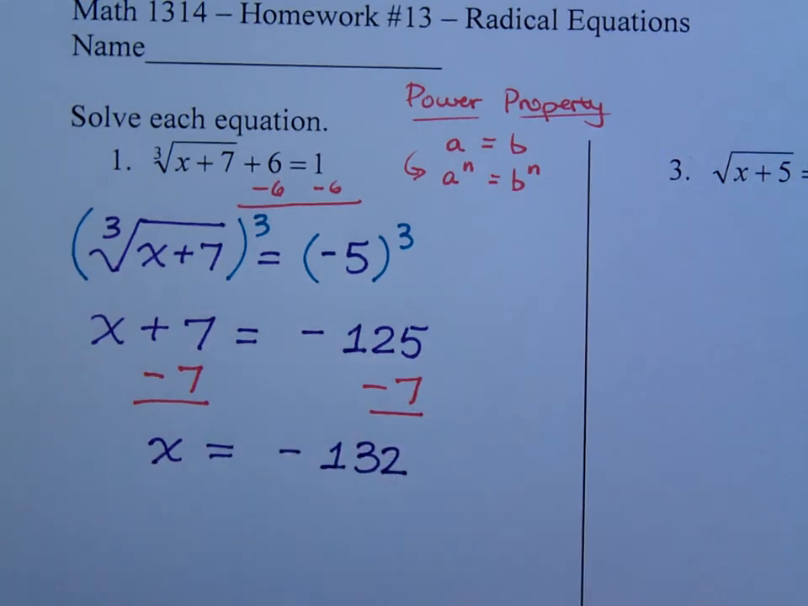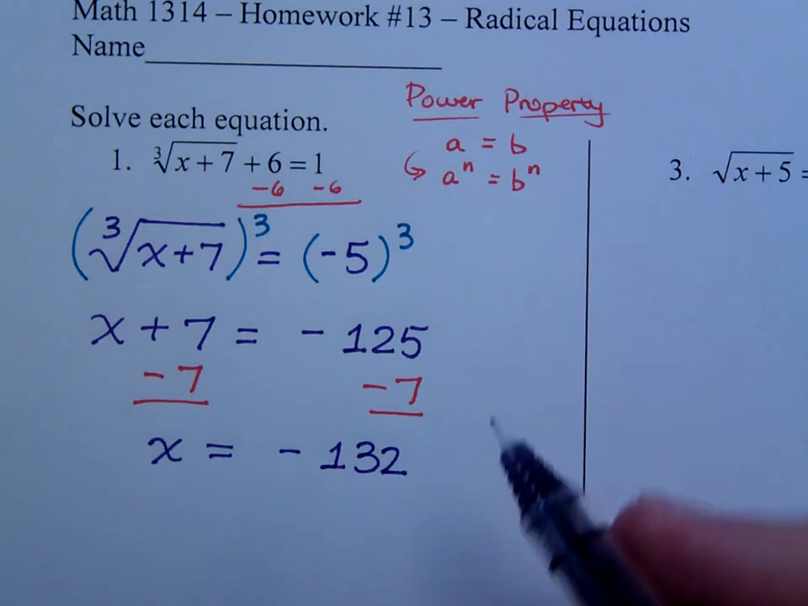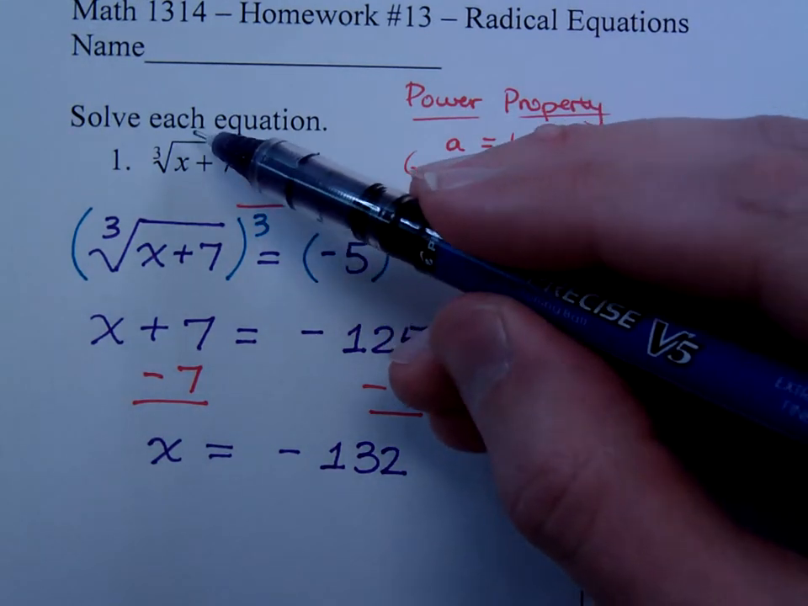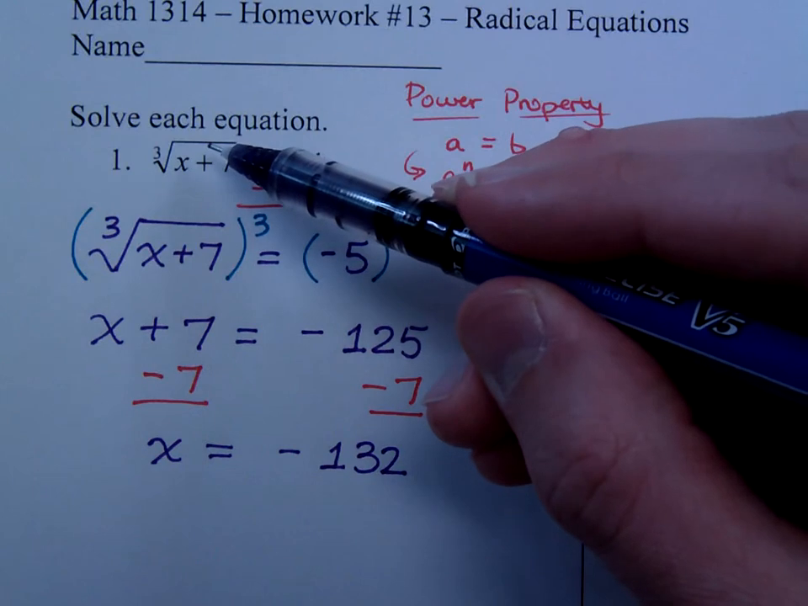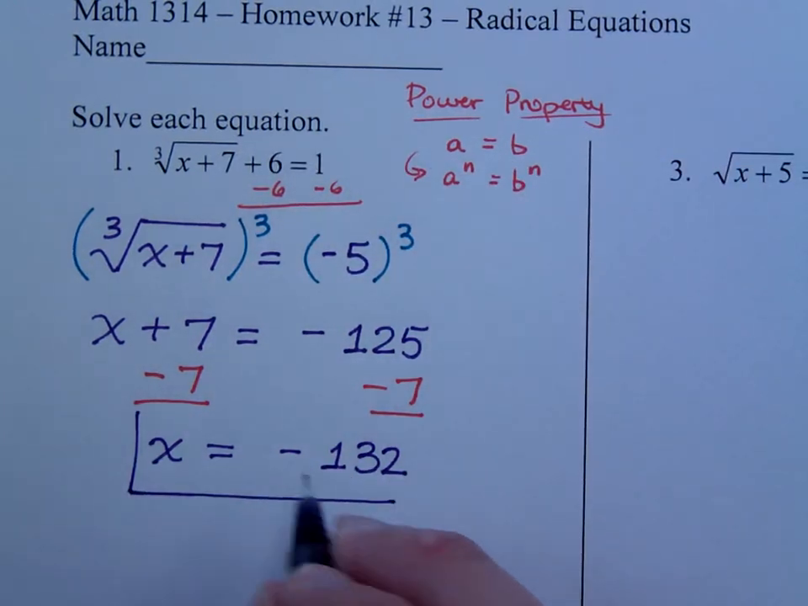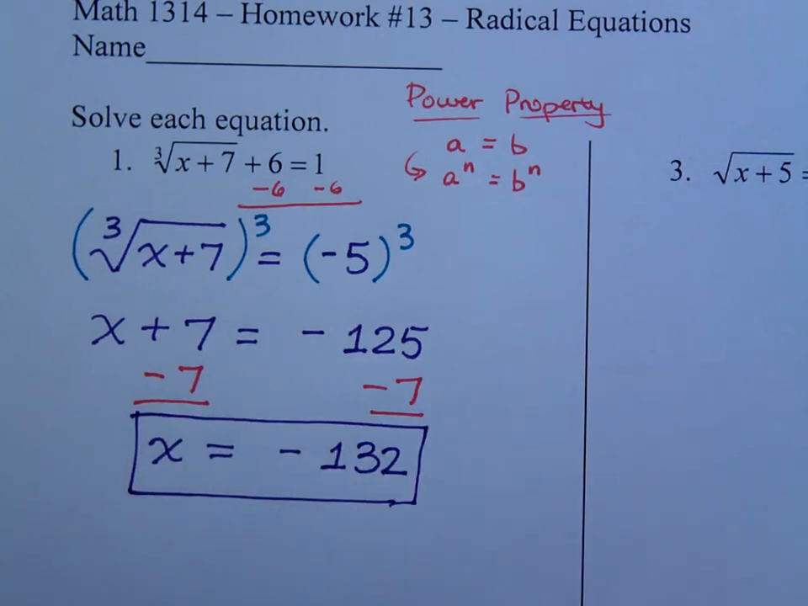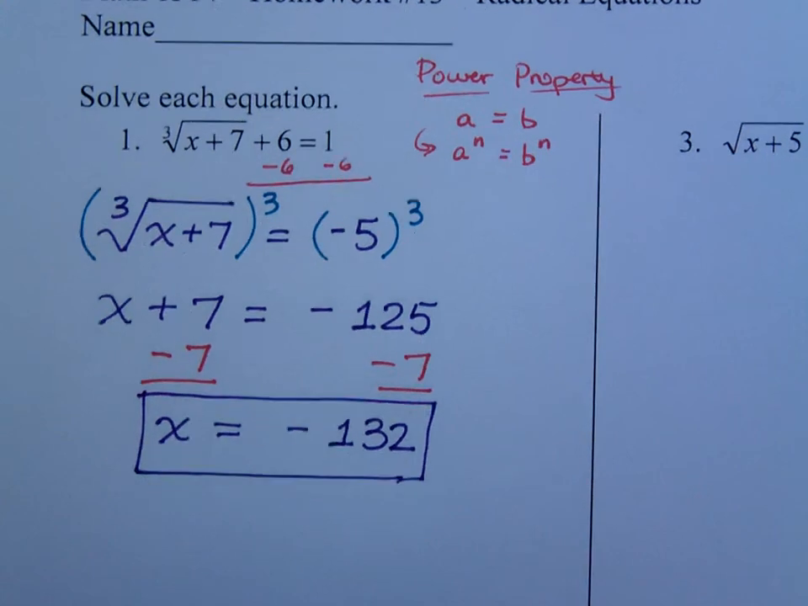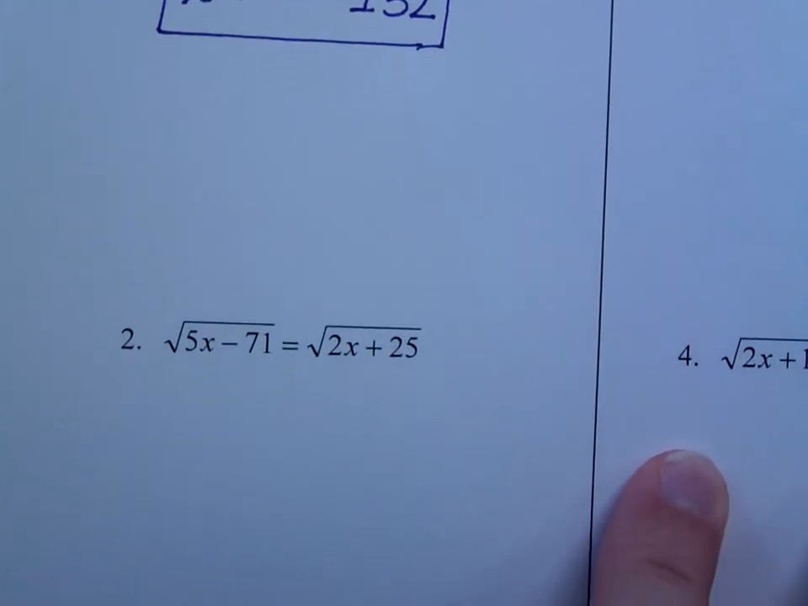-132. And you'll see that if you plug this back into the original, you would have the cube root of -125, which is -5, plus 6 would equal 1. So everything's good for this one. And those guys are usually not the ones we have problems with. It's the ones with the square root, so we have to be very careful.